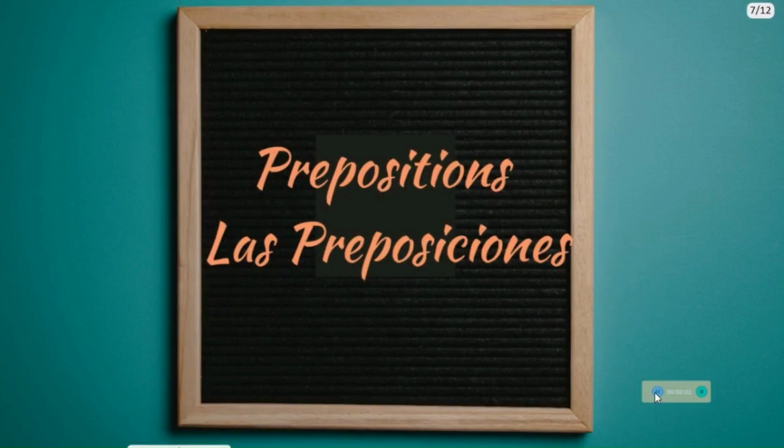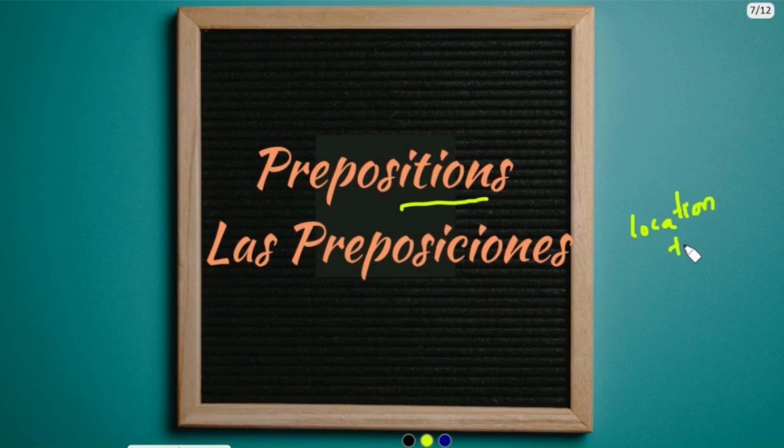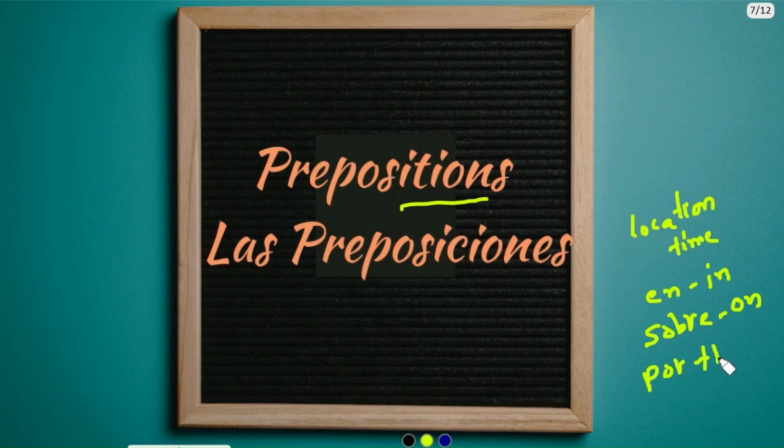Next, we have prepositions. Prepositions are words that establish a relationship between different elements in a sentence, such as location, direction, time, and manner. For example, en means in, sobre means on, and por means through are some of the prepositions in Spanish. Prepositions help us provide more details and context to our sentences.